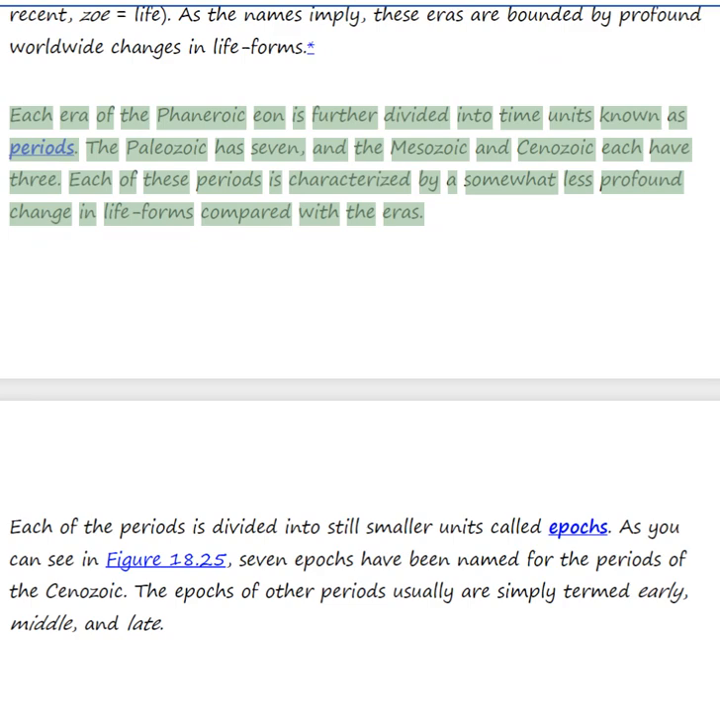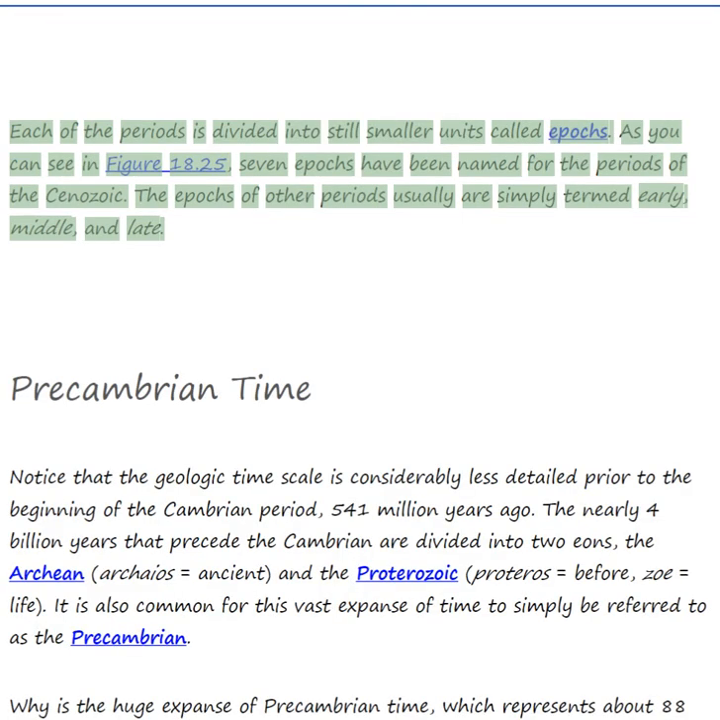Each era of the Phanerozoic eon is further divided into time units known as periods. The Paleozoic has 7, and the Mesozoic and Cenozoic each have 3. Each of these periods is characterized by a somewhat less profound change in life forms compared with the eras. Each of the periods is divided into still smaller units called epochs. As you can see in Figure 18.25, 7 epochs have been named for the periods of the Cenozoic. The epochs of other periods usually are simply termed early, middle, and late.